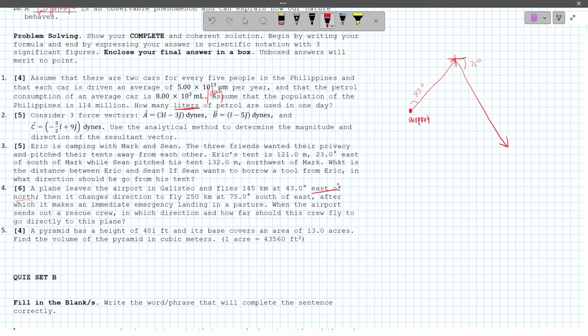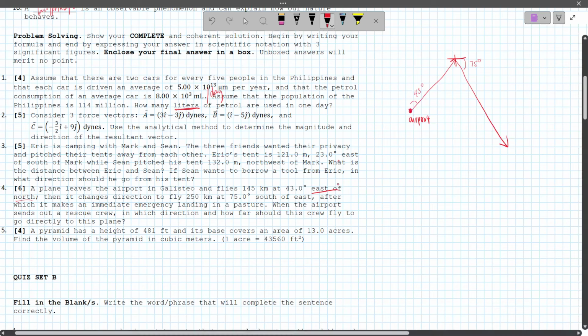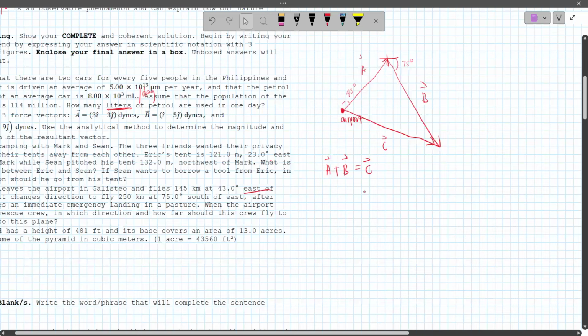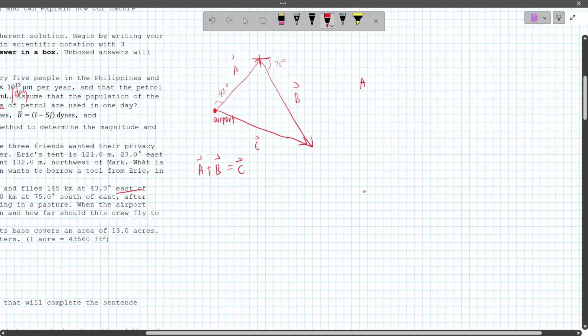When the airport sends out a rescue crew, in which direction and how far should the crew fly to go directly to the plane? So, of course, the crew is coming from the airport, and they will go towards this direction. Say, for example, this is A, B, and C, and the relationship, therefore, is A plus B equals C. Okay, so let's write that down on the table. You have A, B, and C.